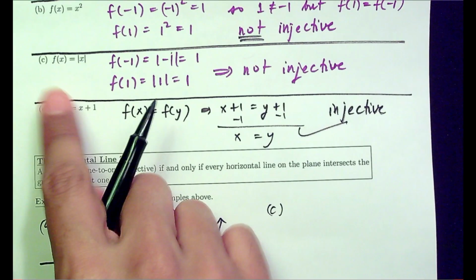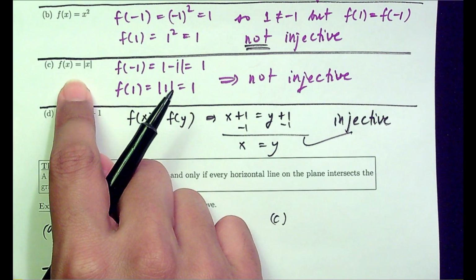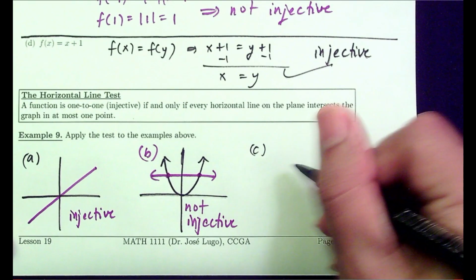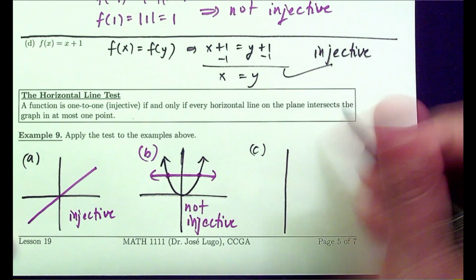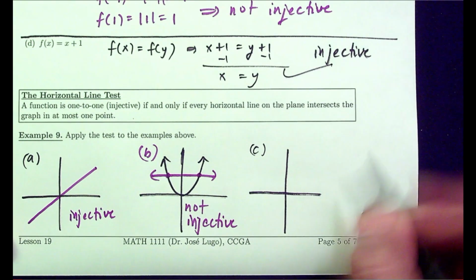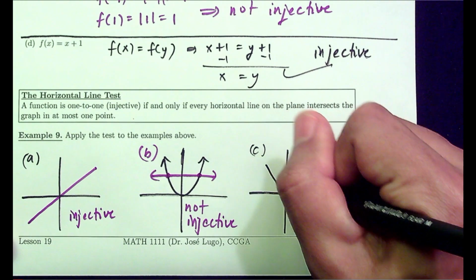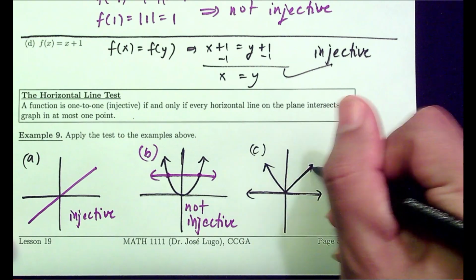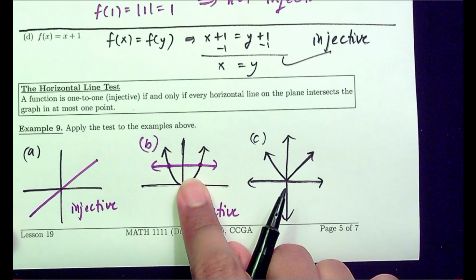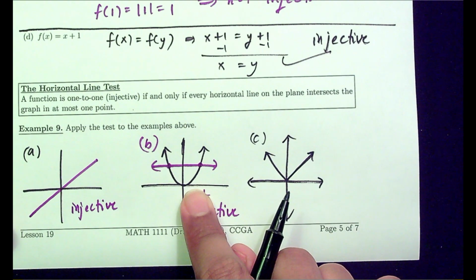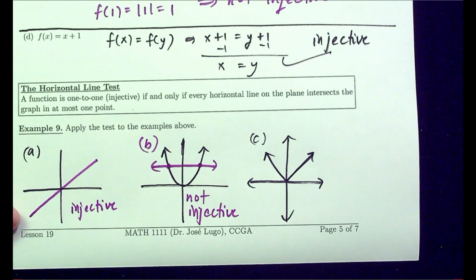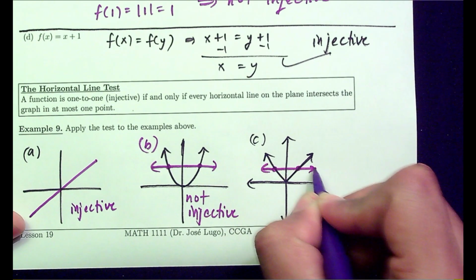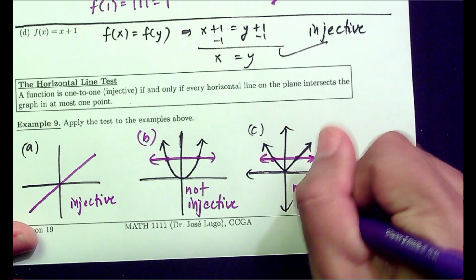Now let's do C. What does the graph of that look like? That's the absolute value function. We should have a visual of that without looking it up. It looks like a V. So similar to this, it fails the horizontal line test. Fails the horizontal line test. So that means this is not injective.